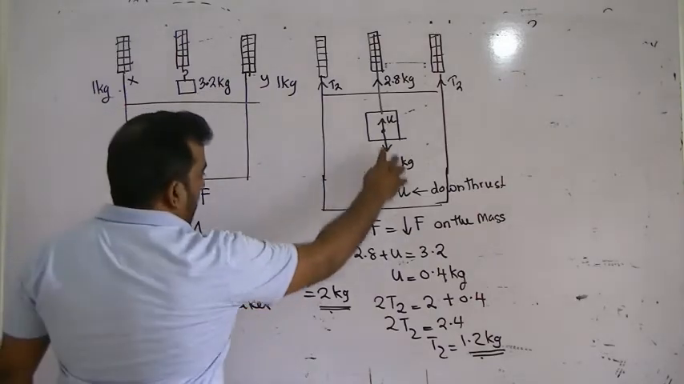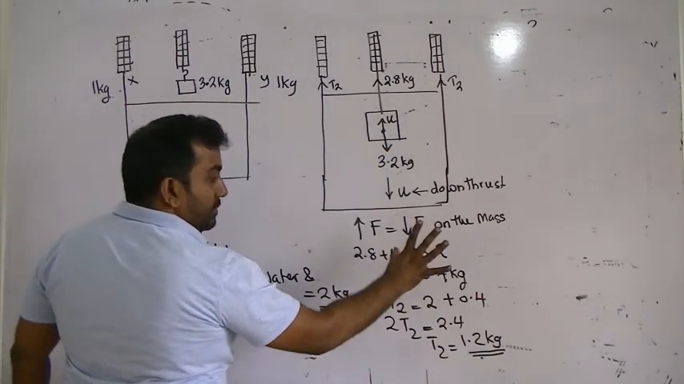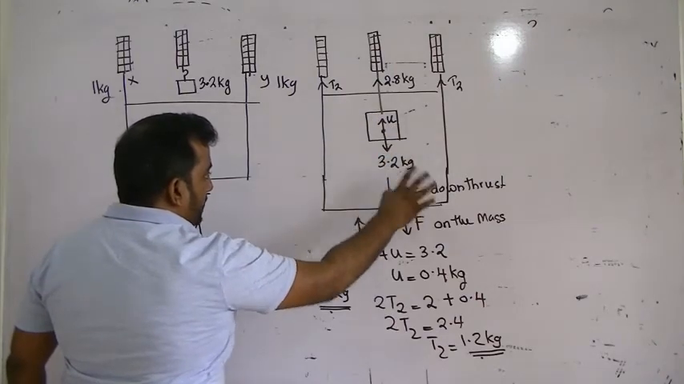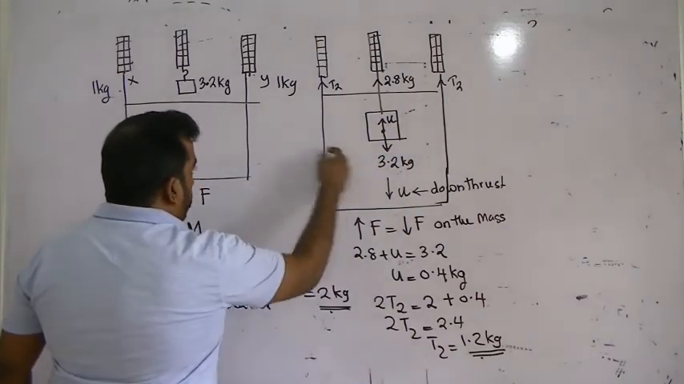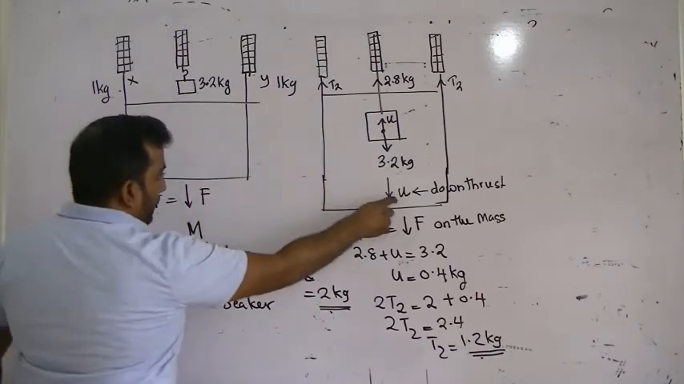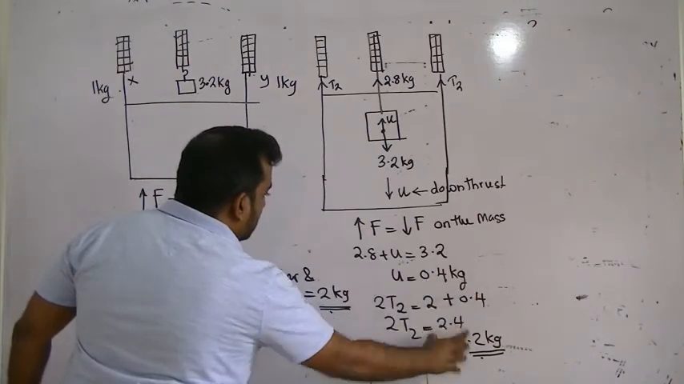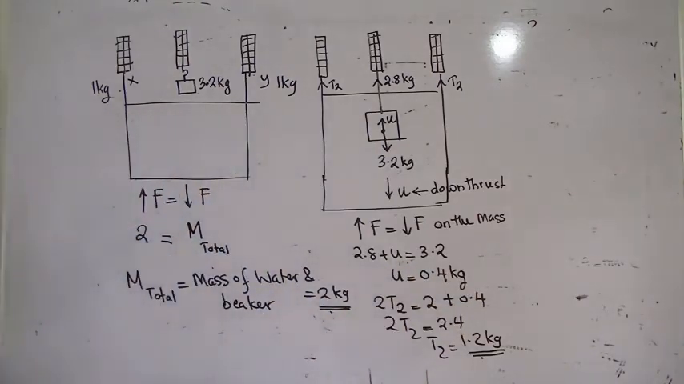Why? Here no need for g. We work in kilograms. Upthrust is found in kilograms. The equal and opposite down thrust is there in kilograms. The 2 kilogram weight of water and beaker, plus the U is also pushing it down. So it will increase. From there we can find the new tension.